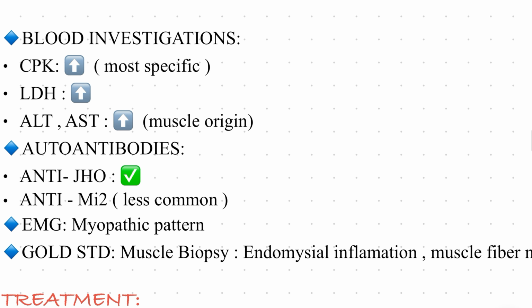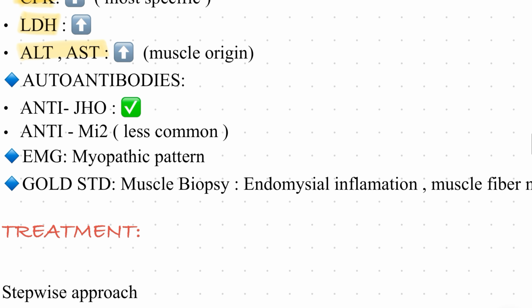Coming to investigations, we look into various modalities. First, we look into blood investigations, where CPK, creatine phosphokinase, will be increased, most specifically. This is the most specific among all. Then LDH will be increased, ALT, AST will be increased. Remember, in blood investigations everything will be increased, but you need to remember specifically CPK, which is increased.